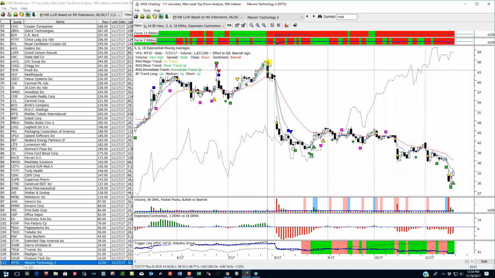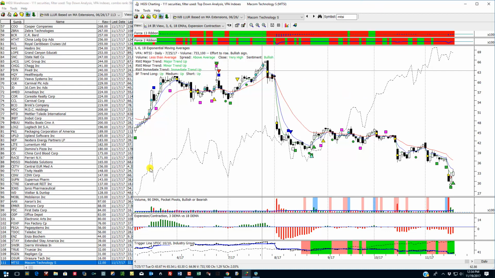So a trailing stop on this certainly would have gotten you out on this bar if you'd have bought anywhere in here, and that would have protected you from losing, or would have protected anyone who was in this stock from losing half of the value of the stock.